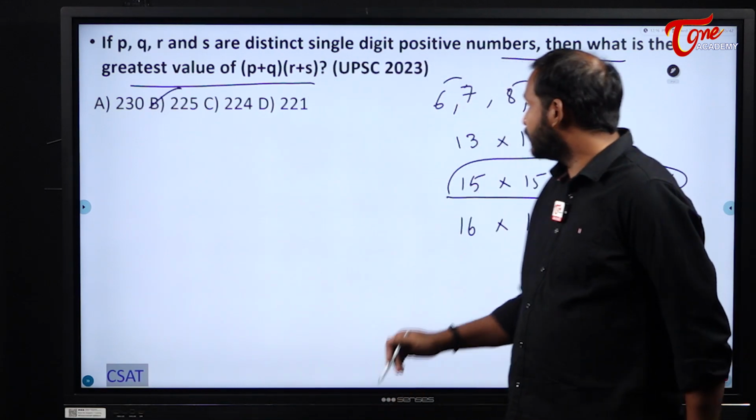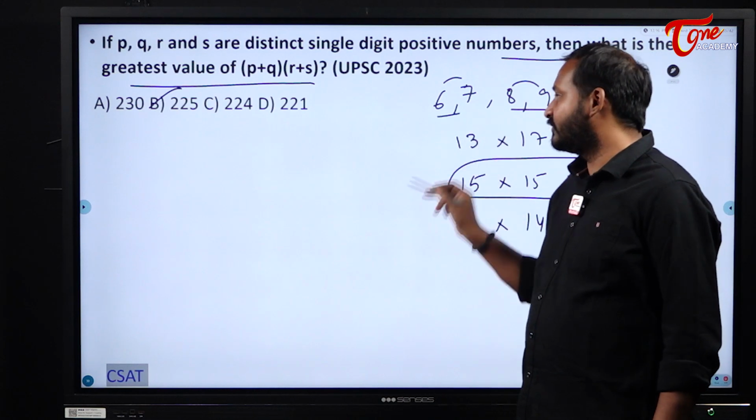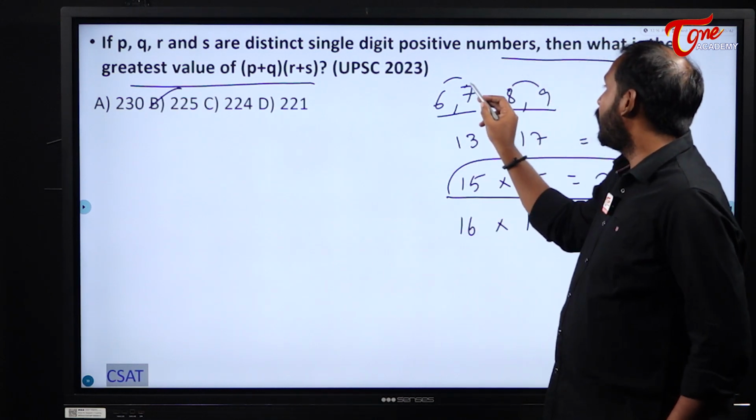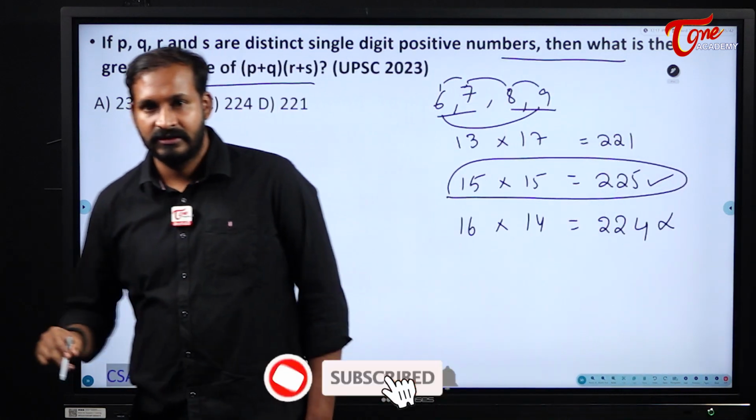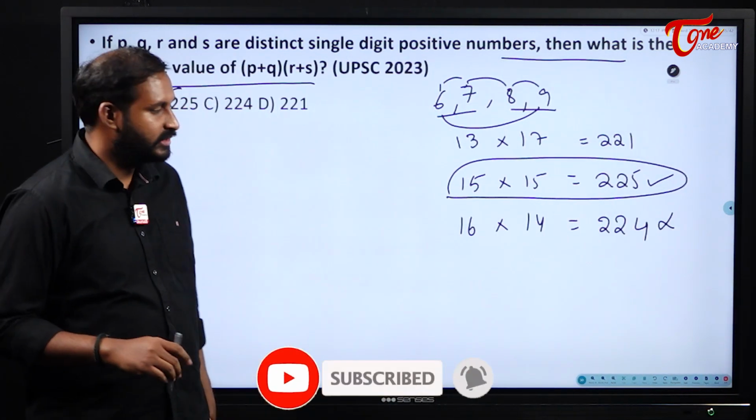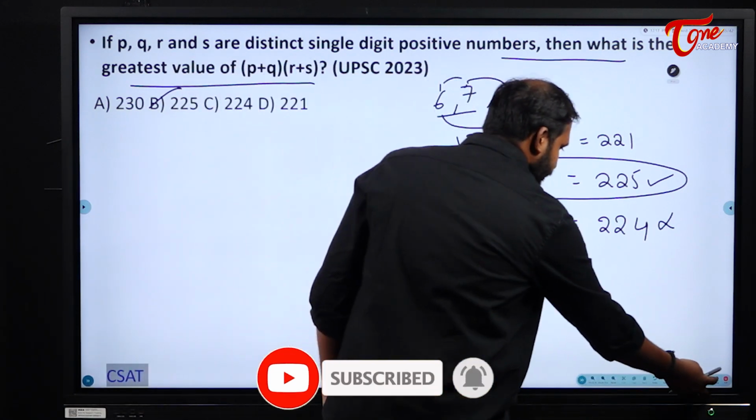Don't think that by adding the highest and the least two you will get the highest one. Not like that. Always the middle two and the last two you should take. Then only you will get the highest product. Understood students? Then next one we will see.